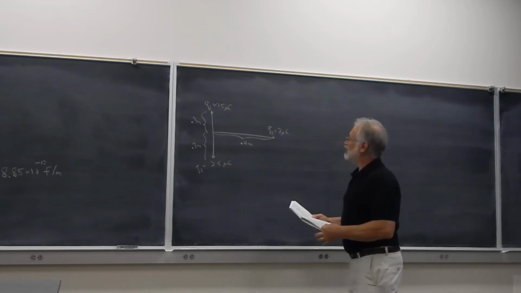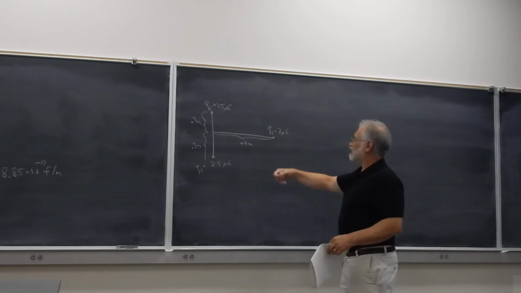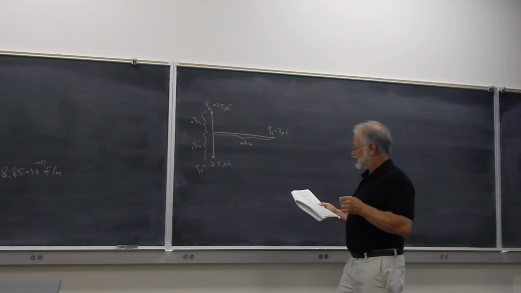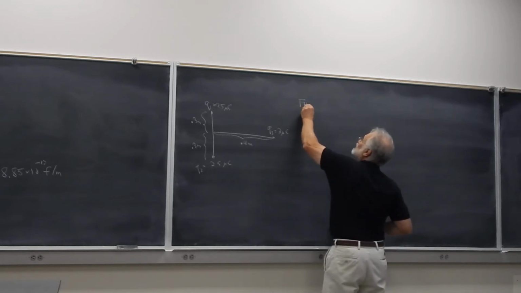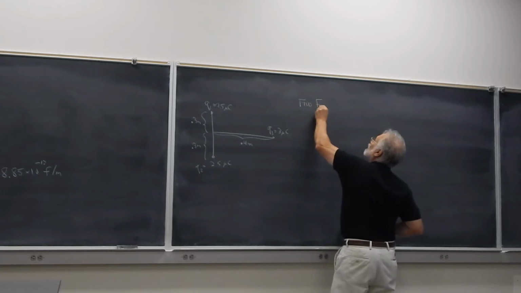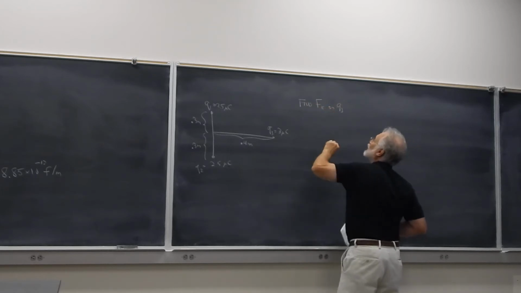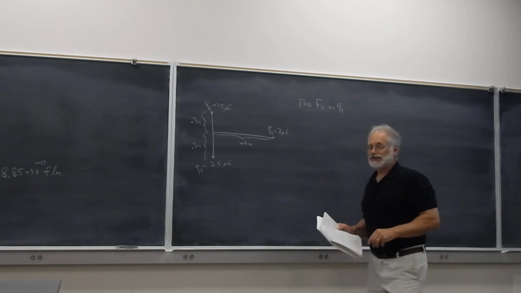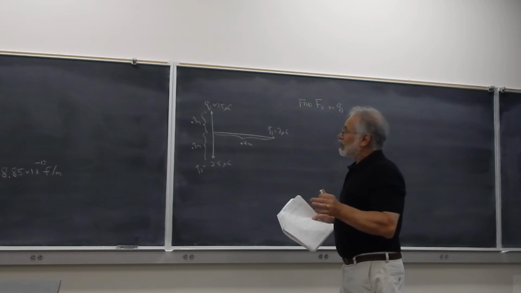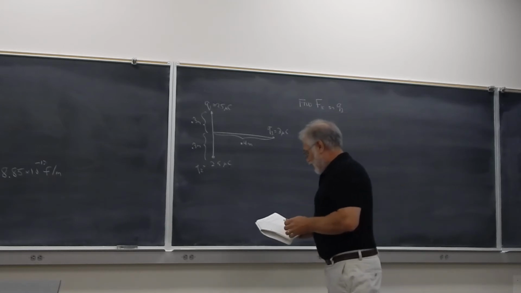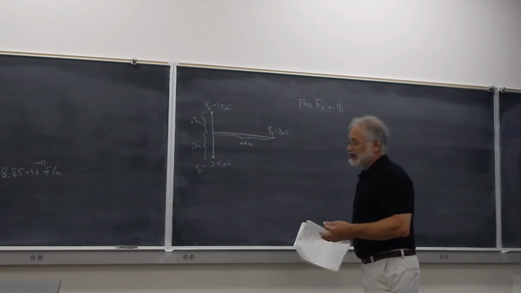So I've got three point charges, 2.5 microcoulombs, 2.5 microcoulombs, and 3 microcoulombs: Q1, Q2, and Q3. I want to find the electrostatic force on Q3 due to Q1 and Q2. We're going to employ Coulomb's law. We're going to break the forces into components because it's a vector quantity.